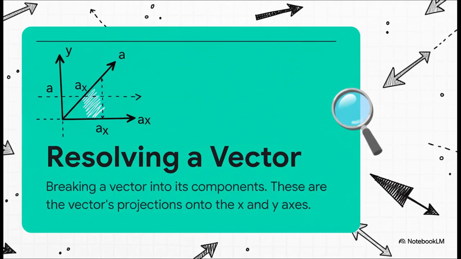Picture the vector A like it's a stick. Now imagine a light shining straight down from above. The shadow that stick casts on the x-axis, that's its x component. And if a light shines from the side, the shadow it casts on the y-axis is its y component. These two shadows, A_x and A_y, contain all the information of the original vector, but they're way easier to work with.